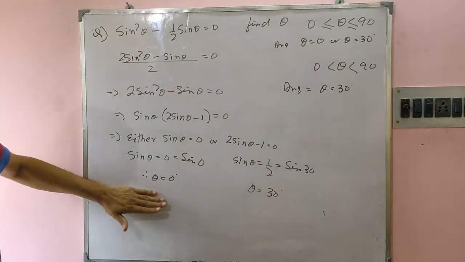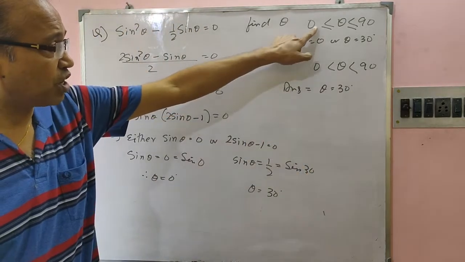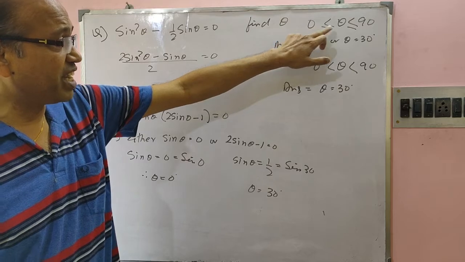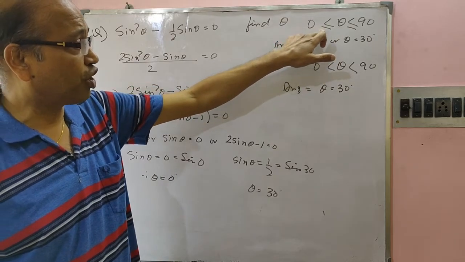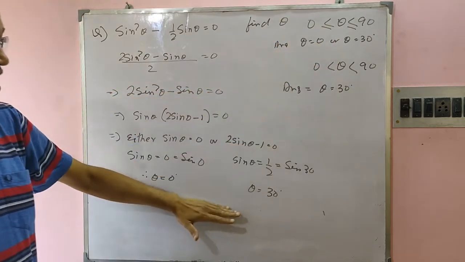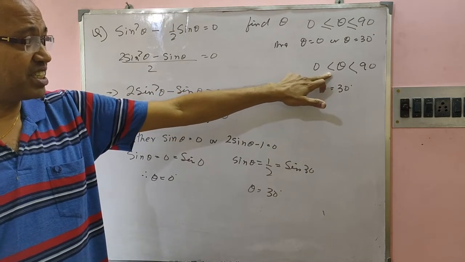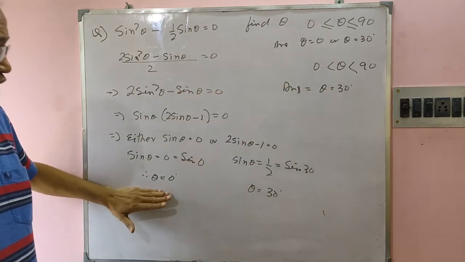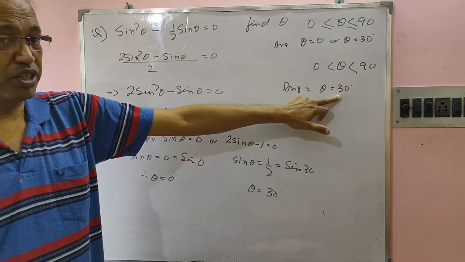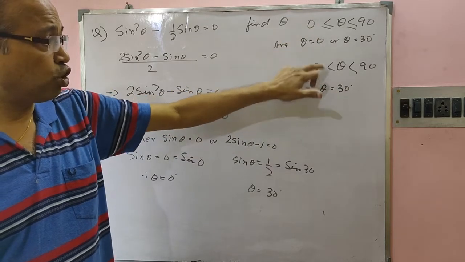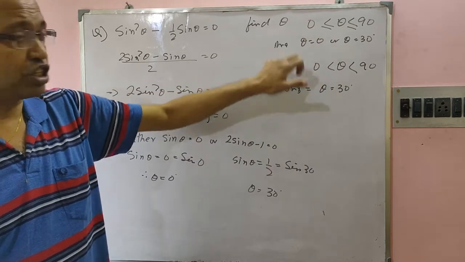So just do not write the answer, see what is given. If it is given that theta is equal to or greater than, then you have both the answers. But if theta is just greater than 0, that means 0 cannot be the answer. The answer will be this. So please keep these also in mind when you answer the questions.